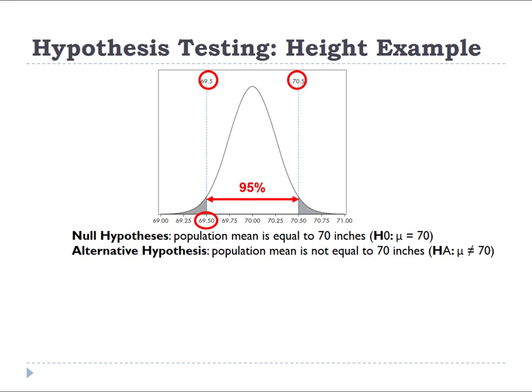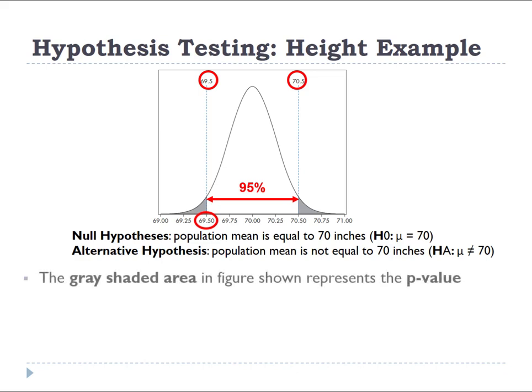The grey shaded areas in the figure shown represent the p-value. The p-value is defined as the probability of getting the sample statistic we observed, or one more extreme, even further from the null value, given the null value for the population parameter is correct. In this example, the p-value is the probability of getting a sample mean height of 69.5 inches or less, or 70.5 inches or greater, given that the population mean height is equal to 70 inches.